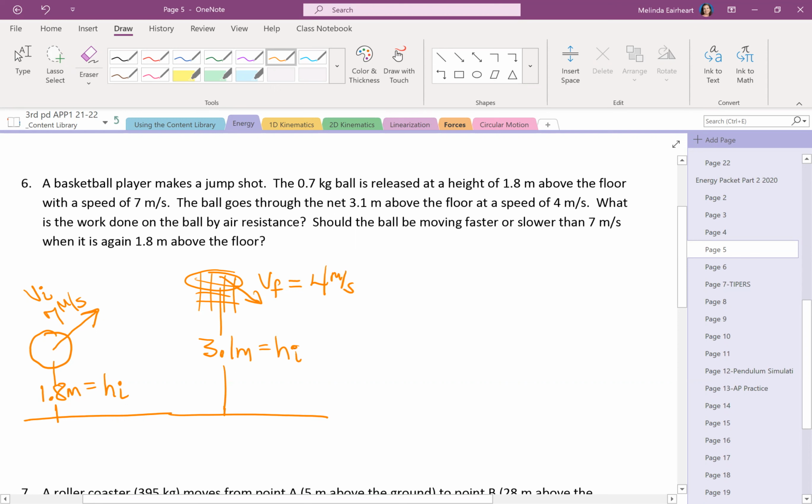Read carefully, okay? What is the work done on the ball by air resistance? So don't neglect it. We're going to be looking at the work done by drag. And then should the ball be moving faster or slower than 7 when it again comes to, so let's keep it going. What would the velocity be if you return to that 1.8 meters above? Let's answer that one first. We can do this concept. How fast is it going when it once again is 1.8 meters above the ground?